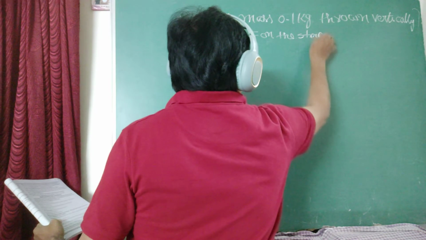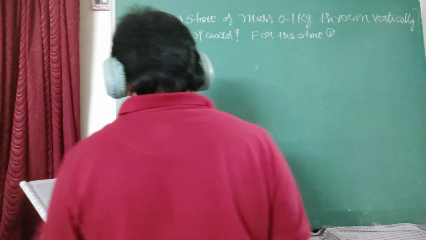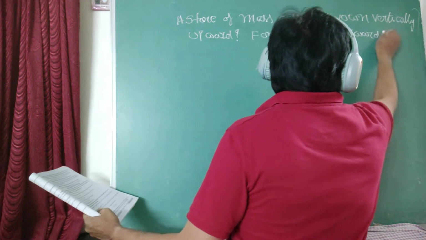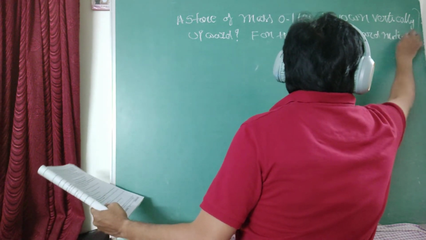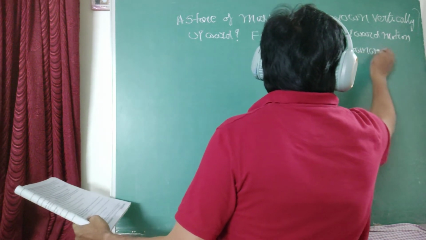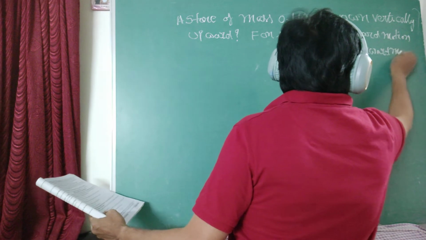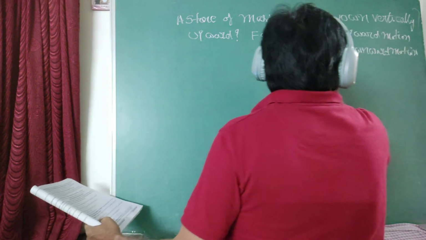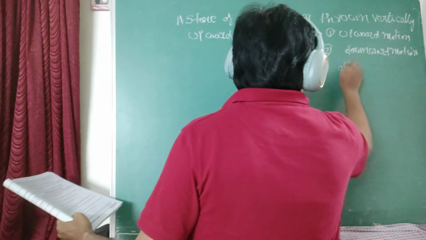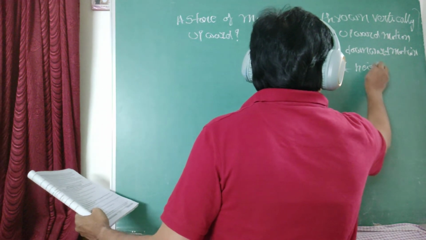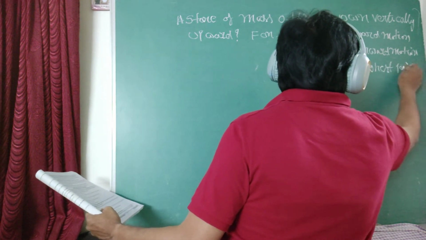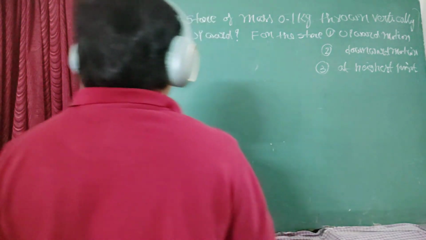On the stone. The first one is upward motion. Second one is downward motion. Third one is at the highest point. You want to find all those things now.